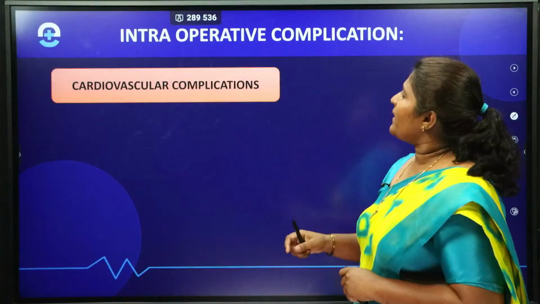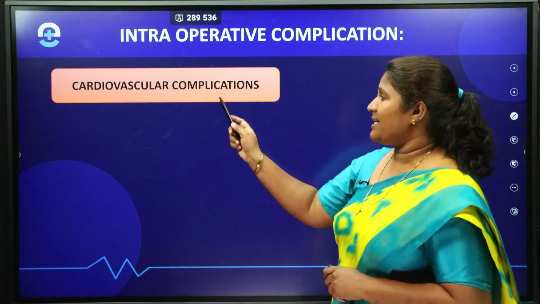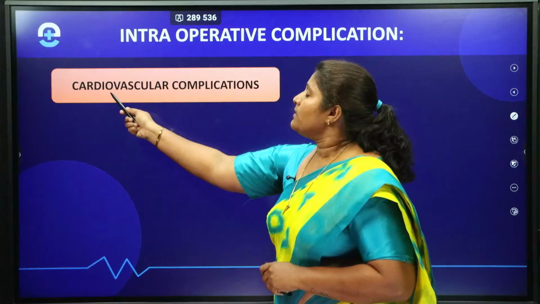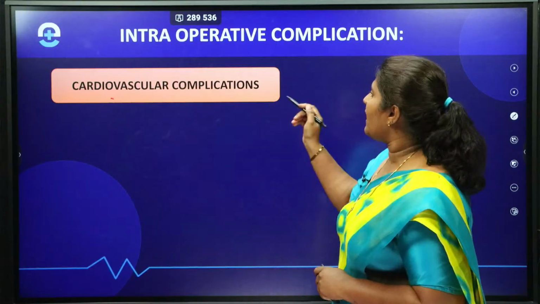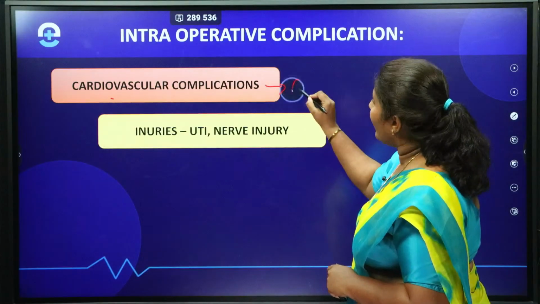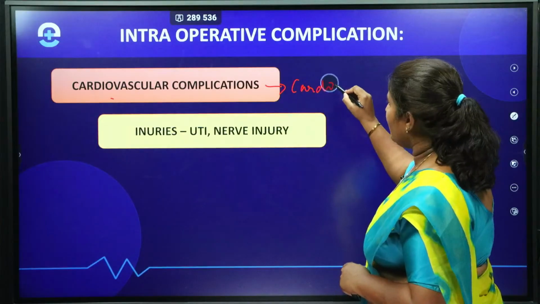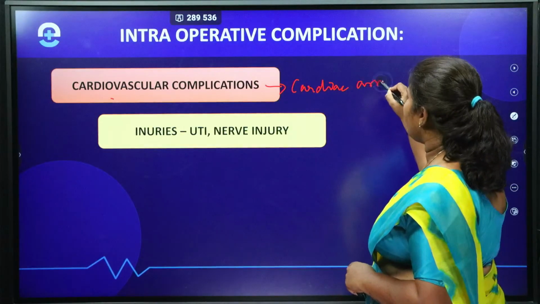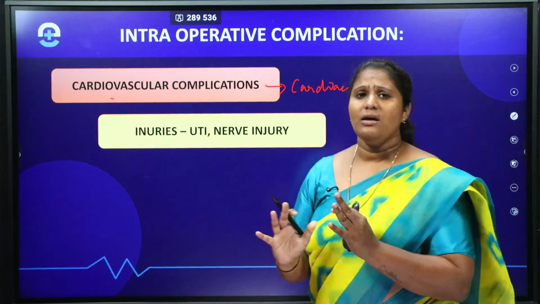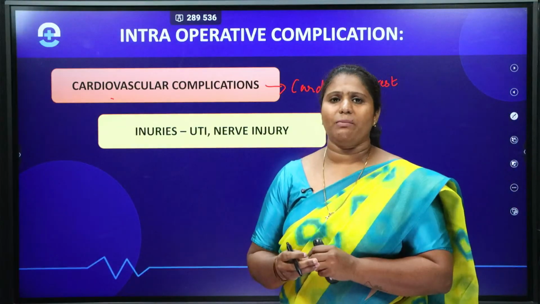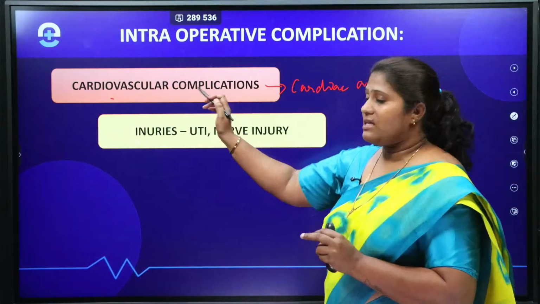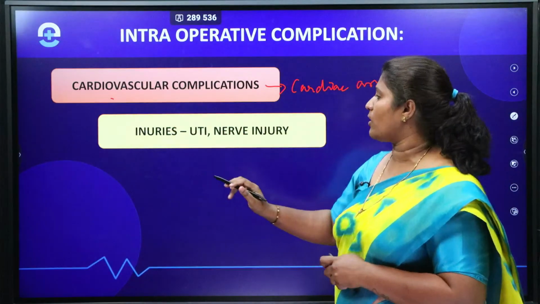Okay, what are the complications that can occur intraoperatively? As I already informed you, cardiovascular complications, meaning cardiac arrest, can happen. Even while we are doing a certain procedure, sometimes the patients get complications. So the main important complication is the cardiovascular complication.